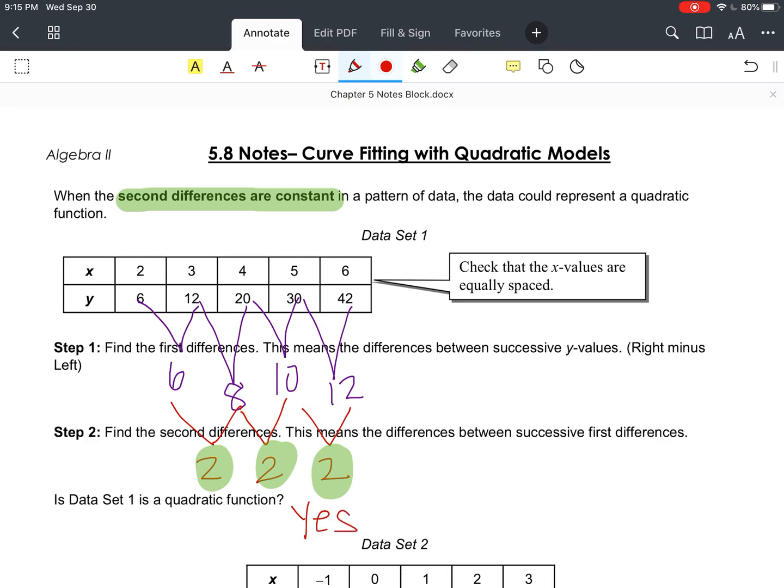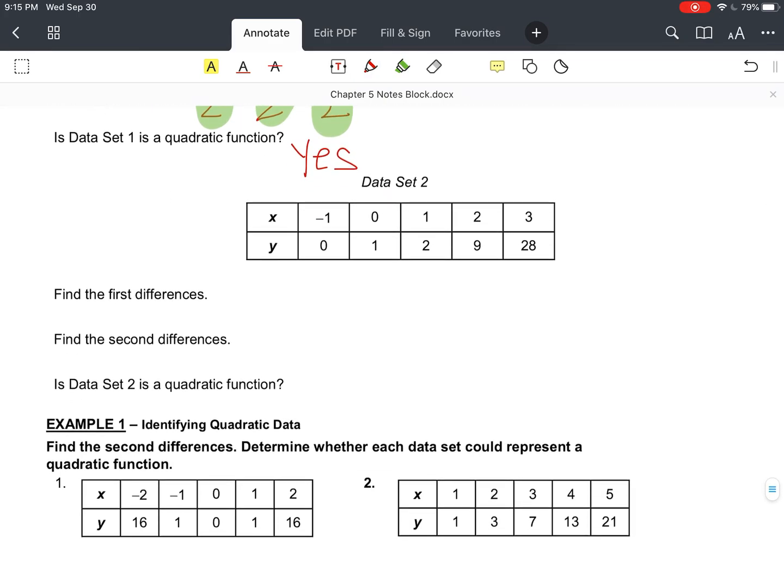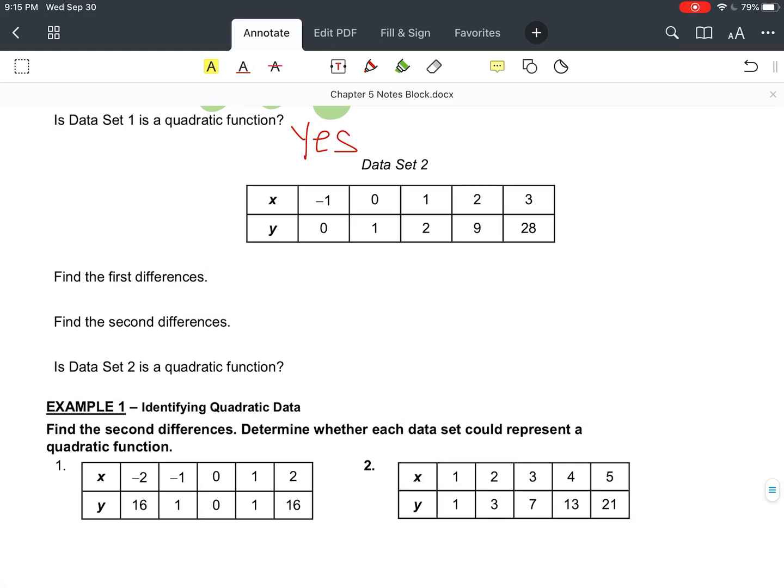So is this set a quadratic function? Yes, it is. My second differences are constant. If they aren't, then it's not a quadratic. In Chapter 6, we'll learn we can do this more times to find other types of functions, but for this chapter, if the second differences aren't constant, you can just say no and move on.